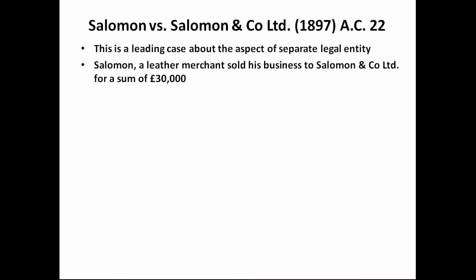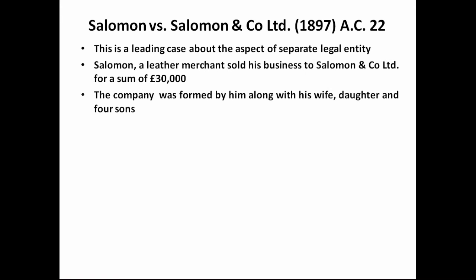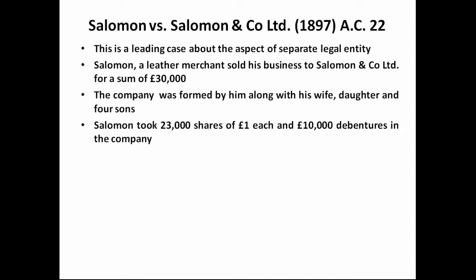Now it's all about a person called Salmon. He was a leather merchant. He was having a fledgling business, and he sold his leather business to a company known as Salmon and Co. Limited for a sum of 30,000 pounds. In fact, he formed the company. The company was formed by him, and the members included his wife, daughter, and 4 sons. So there were 7 members, including himself.